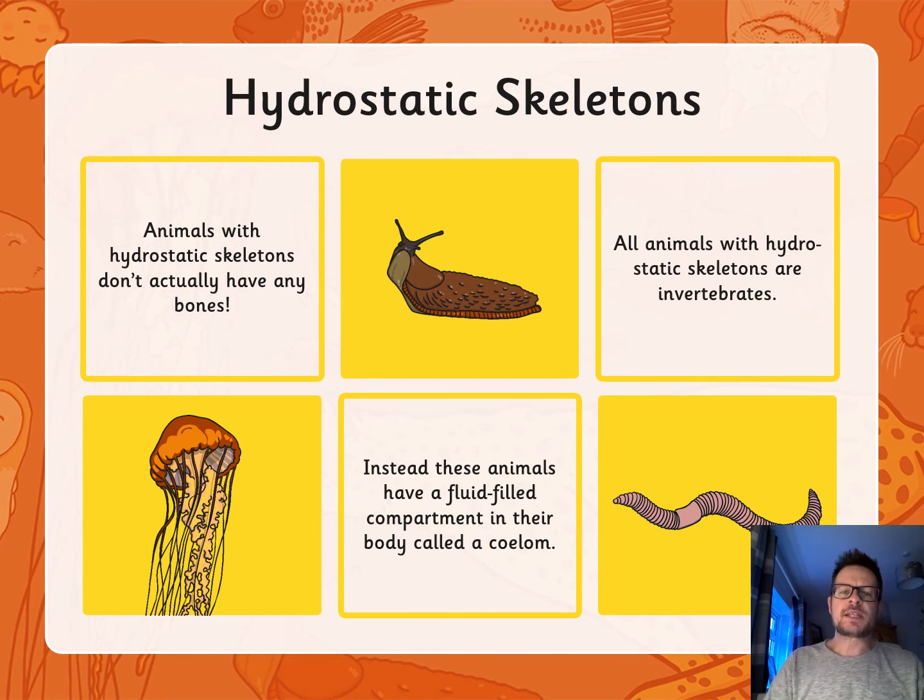And then hydrostatic skeletons. Animals with hydrostatic skeletons don't actually have any bones. All animals with hydrostatic skeletons are invertebrates. Instead, these animals have a fluid-filled compartment in their body called a coelom. I'll have to check the pronunciation of that word. So jellyfish, snails and slugs and worms all have hydrostatic skeletons. So they don't have any bones, they have fluid-filled compartments in their bodies.